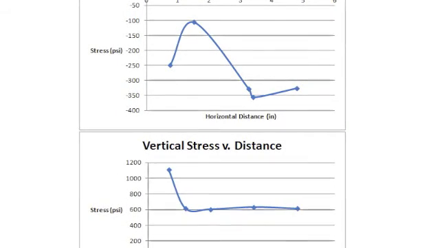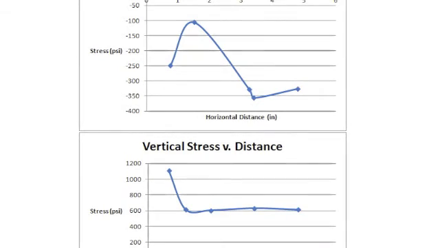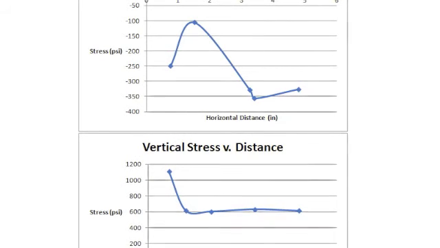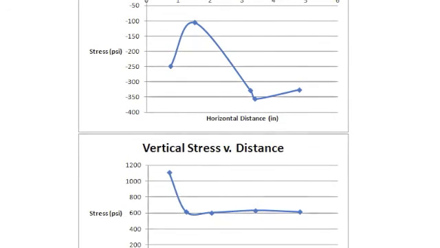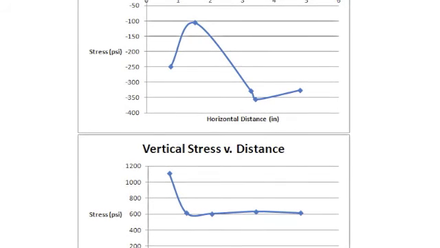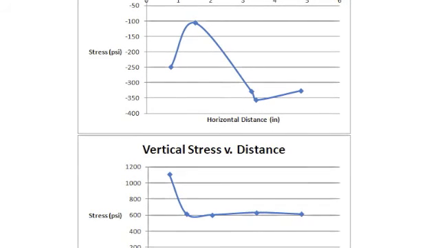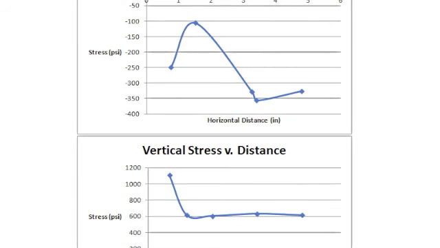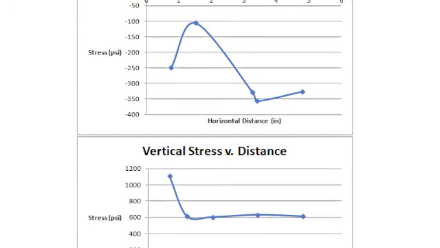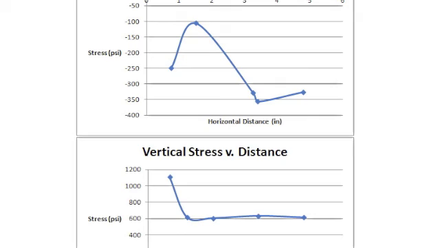We plotted the graphs of the horizontal stress and vertical stress versus the distance from the center of the hole based on the experimental data. But we only had 5 points to plot each graph. Also, the SOLIDWORKS finite element analysis was conducted under ideal conditions. So the graphs don't look so perfect, but they're pretty much consistent.